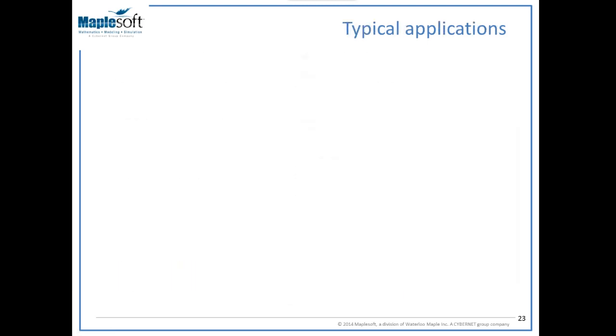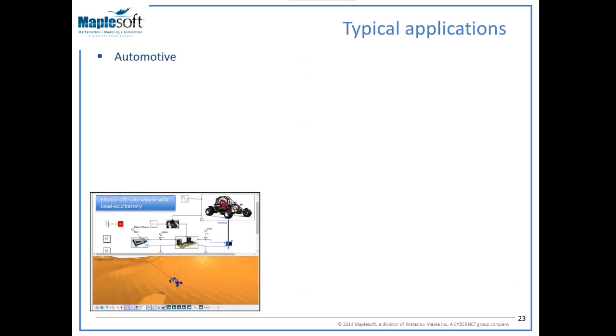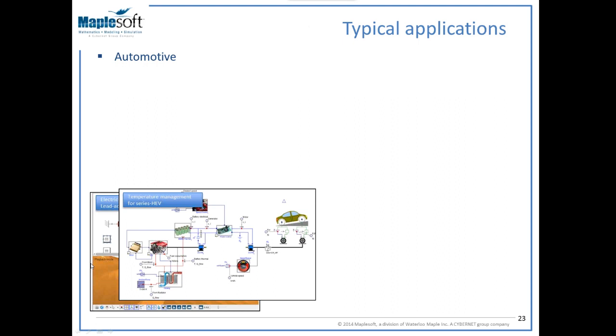These are some of the typical applications of the battery component library in MapleSim. The battery component libraries are perfect for automotive applications. The example that you see here is for an electric off-road vehicle, which is powered by a lead-acid battery pack. We can also use the battery component library for EV and HEV applications as well. The screenshots that you see here are for a series HEV model with a cooling system.